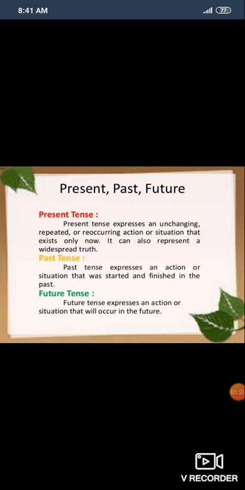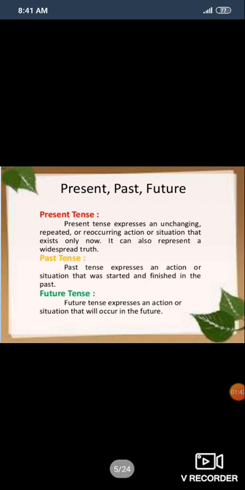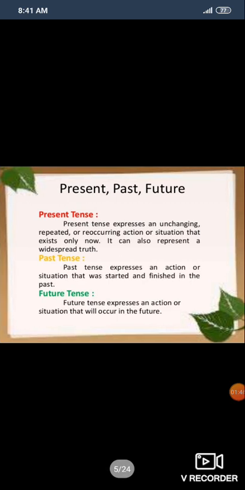First number, present tense. So what is present tense? Present tense expresses an unchanging, repeated or recurring action or situation that exists only now. It can also represent a widespread truth. It means present tense shows us a custom or habit. To express a custom or habit, to express what is actually happening at the present moment, or to express general truths, that comes in the category of present tense.